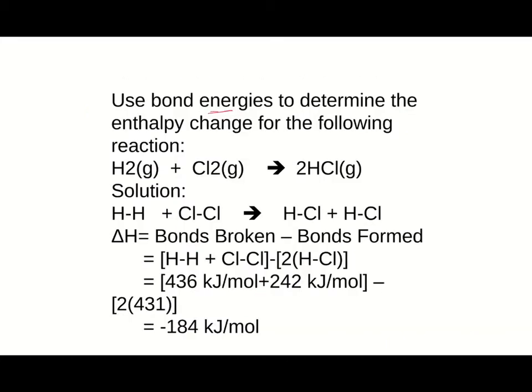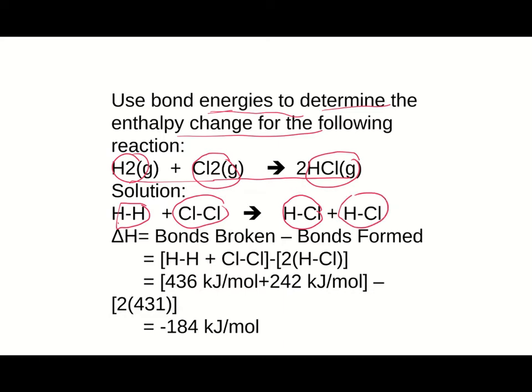Use the bond energy to determine the enthalpy change for the following reaction. You are given the reaction. You need to change it into bonds. H2, H single bond H, Cl2, Cl single bond Cl, HCl, HCl, and HCl. The total of bonds broken is H-H plus Cl-Cl. You just copy their values. Bonds formed, I have 2 HCl. You will copy its value, and you will find the value of delta H and recognize whether the forward reaction is exothermic or endothermic.